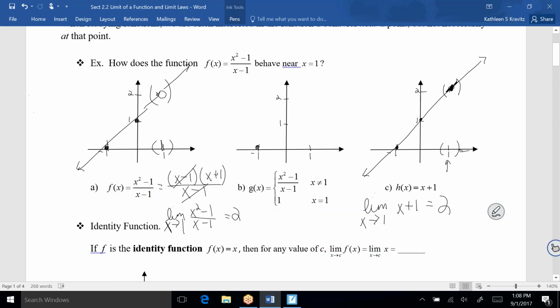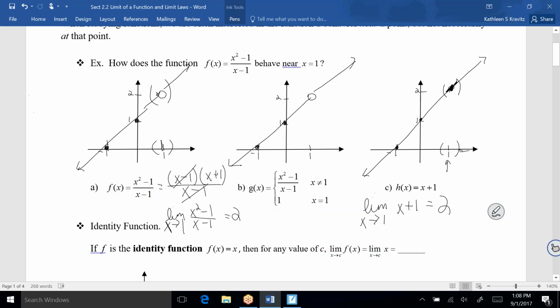So we have negative 1, 0. We have 0, 1. We have 1, 2 is still going to be an open circle. Just like before, we have the same line that we had before. We have that open circle there.